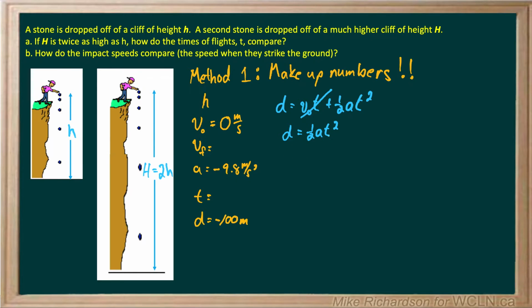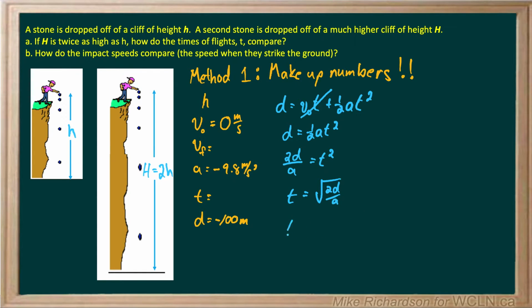Now, I'm going to solve for t algebraically. That's the whole point of this anyway. So I multiply both sides by 2 and divide both sides by a. That gives me 2d over a is equal to t squared. And then, to get rid of the square, I have to square root both sides. Generally speaking, whenever you square root in physics, you should say plus or minus. But because it's time and we know we don't want a negative time, we'll just leave it as positive. So my time is root 2d over a.